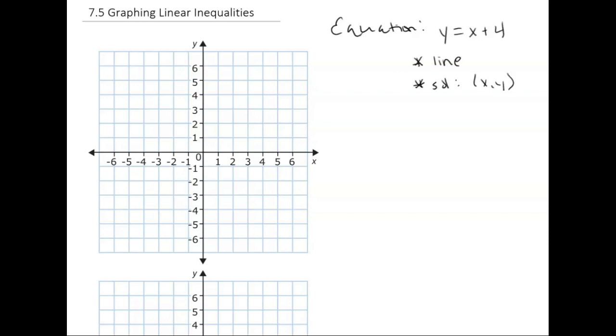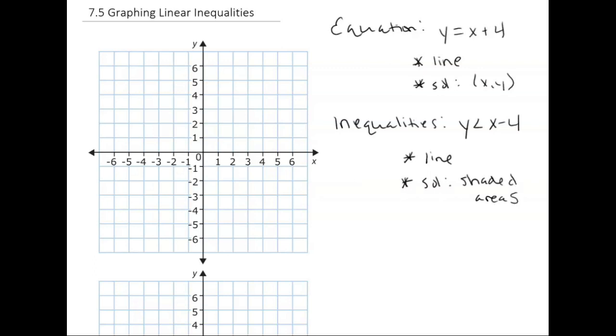Okay, so now we're going to deal with inequalities, and it's been a while. But just to remind you, an inequality would look something like y is less than x minus 4. Okay, it's also going to graph as a line, but our solutions are going to be shaded areas. Okay, so let me show you what I mean. I'm going to start by graphing actually this inequality that I just put up here.